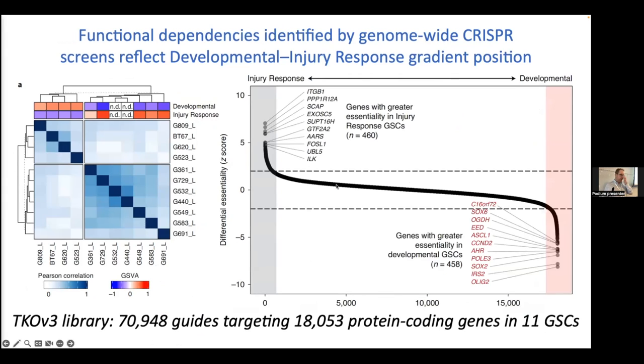And then we validated also using CRISPR screens as well. So this is work with Stefan and Jay. We found this gradient. They have this massive CRISPR library. And essentially all the glioblastoma cell lines that were on the injury response end all had CRISPR vulnerabilities for injury response genes. And same story on the other end of the gradient, those were all the developmental response genes.